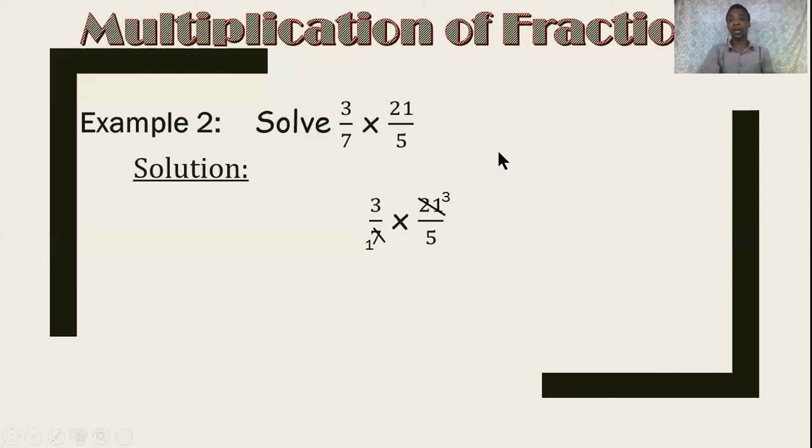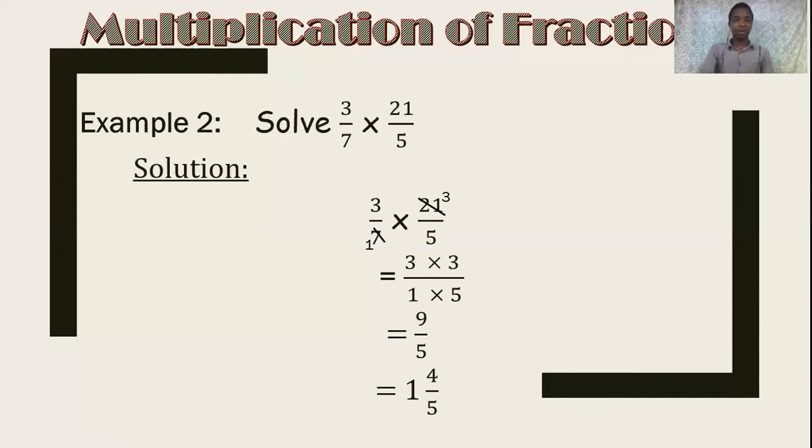The next is to multiply horizontally. What am I multiplying? I'll multiply 3 that remains here times, not 21 again because I've divided 21 already by 7, so I'll multiply by 3 instead, all over 1 times 5. So I'll have 3 times 3 over 1 times 5. So 3 times 3, 9 over 5. Remember, you can't leave your answer this way. You have to change to a mixed number because it's an improper fraction. So 5 into 9 will be one whole number, 4 over 5.